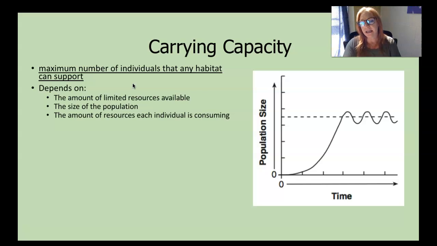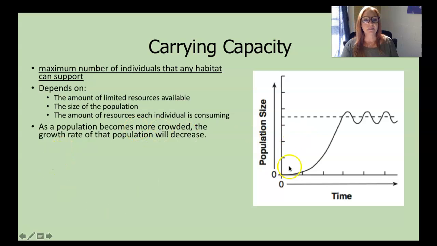In other countries, that isn't done. They just don't live that way. So each individual consumes fewer resources, less water, less of all of those resources, okay? So that can influence the carrying capacity.